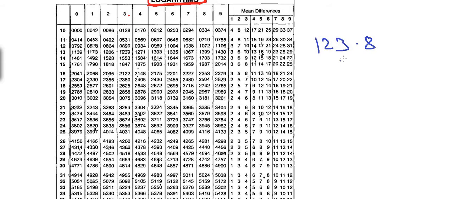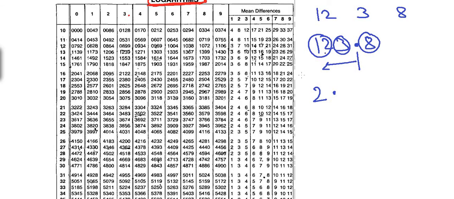Let us consider one more example to find the log. 123.8. Now let us first find its characteristic. This is the position of the decimal. Count the number of digits to the left of it. There are 3 digits. Subtract 1 from it. So 2 is the characteristic. Now to find the log, make a group of the first two, third and fourth. So the first two are 12, third is 3, and fourth is 8.